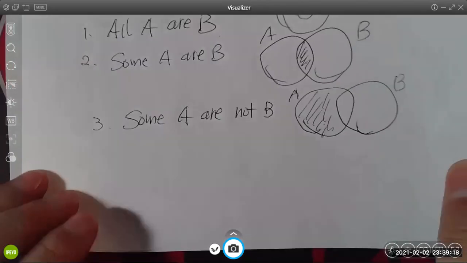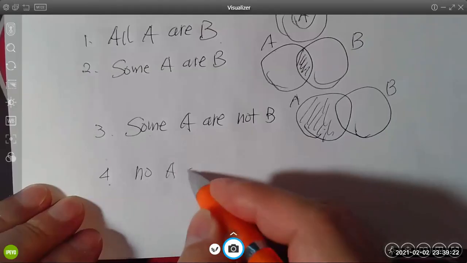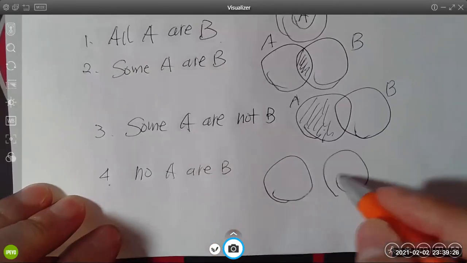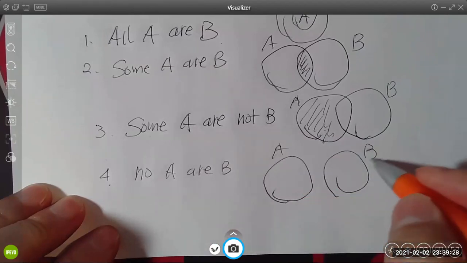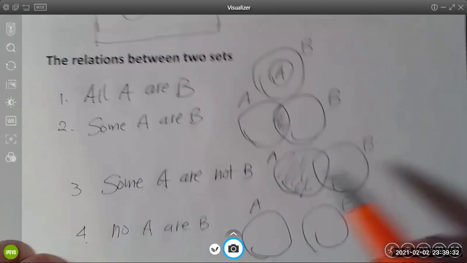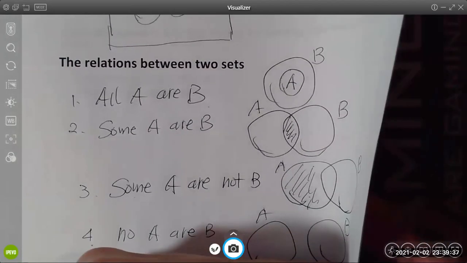Now the last one, number four, no A are B, right? So apparently that's this scenario. This is A, this is B. They're totally separated, no A are B. So that's a full model. That's all you need to draw an Euler diagram to determine whether a given argument is valid or not.